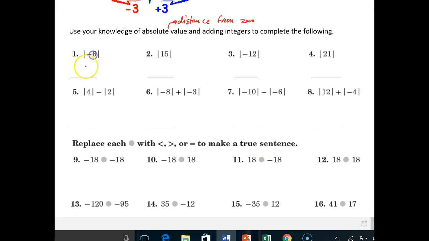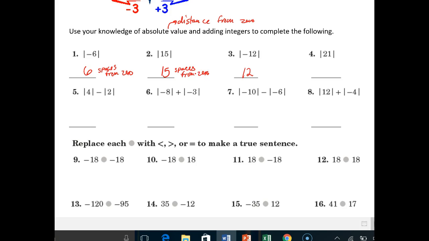So the absolute value of 6 is positive 6. 6 spaces from 0. The absolute value of negative 12 is positive 12. I'm going to help you out with 2 here. The absolute value of 15 is not negative 15. It is still positive 15. 15 spaces from 0.